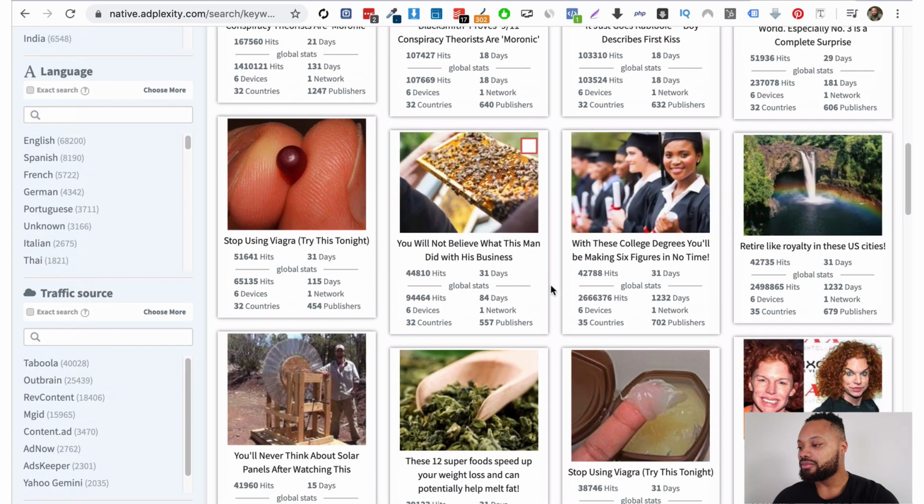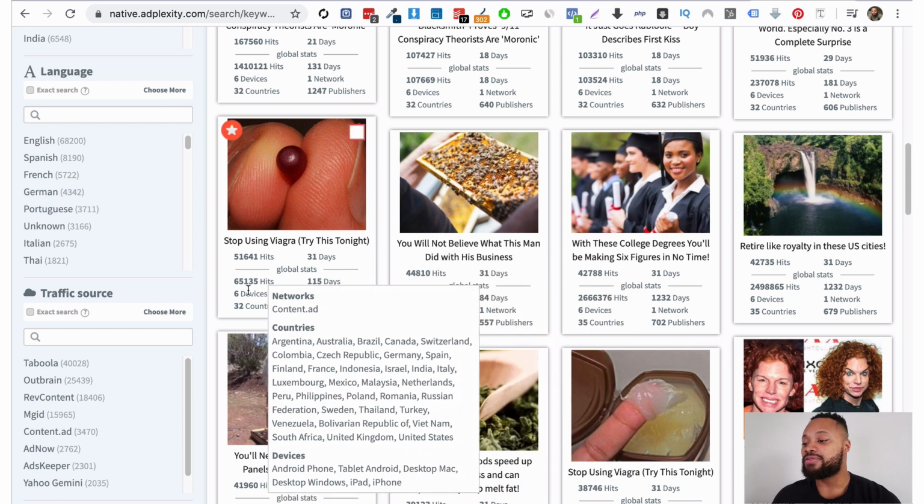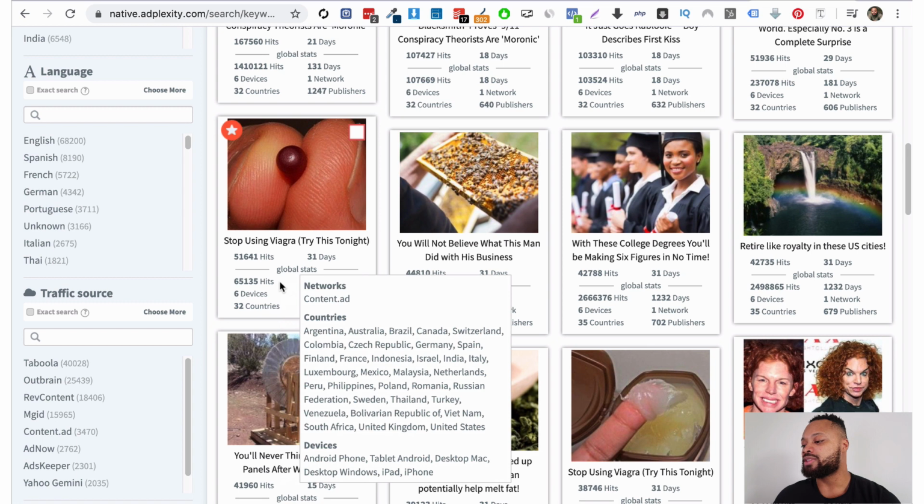Okay, an ad like this. "Stop using Viagra. Try this tonight." That's pretty wild, because that image is maybe fingers holding a pill or something like that. But again, it's an outlandish image. However, 65,000 hits were driven to the lander across all of these different geos.